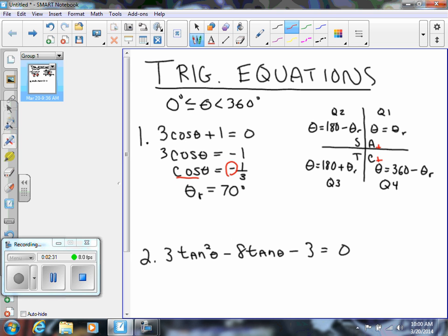So what I'm going to do is use the formulas that are in those two quadrants and figure out what theta would be. 180 degrees in quadrant 2 minus 70 would give me an answer of 110. And in quadrant 3, 180 degrees plus 70 gives me an answer of 250 degrees. And it's very important as well to make sure that we have degrees in our answer.